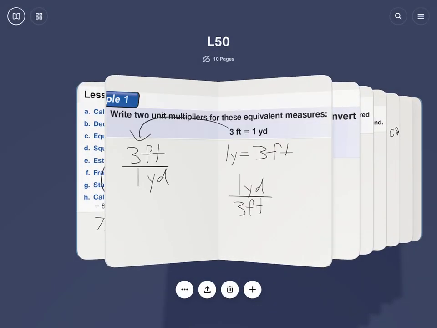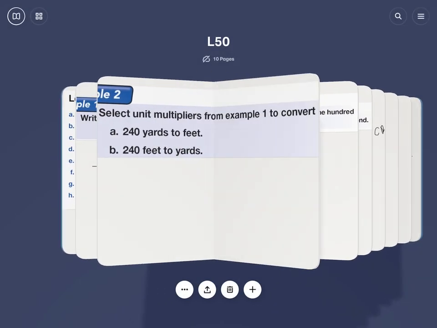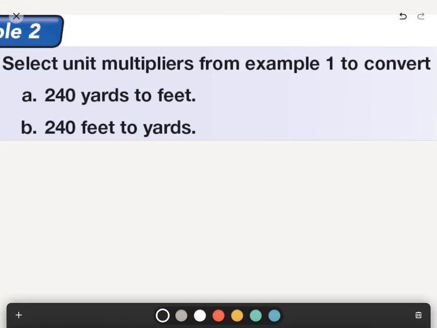Yeah. Okay, lovely. So using these converters, let's convert 240 yards to feet, and then 240 feet to yards. I'm going to show you the first one, and then try to give you a little time to figure out the second one. I'm not doing this very fast, so if you already want to jump in there and do A yourself, that is totally fine with me.